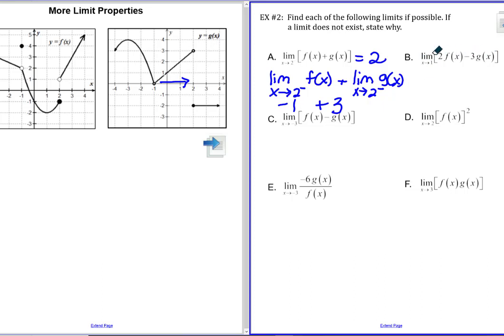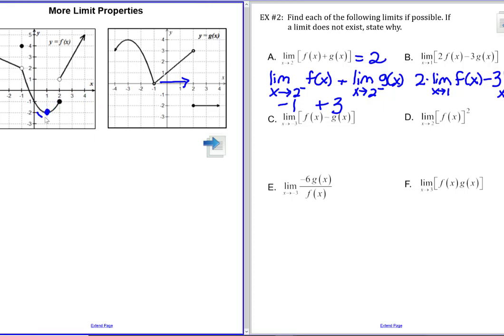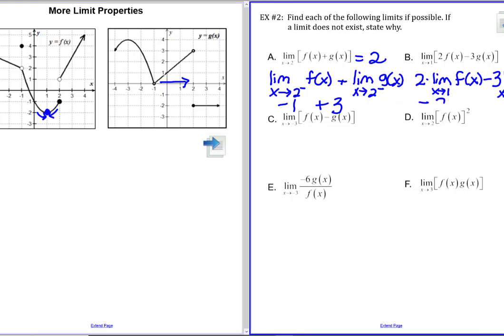In this case, we're going to use the properties and bring the constant out front. So 2 times the limit as x approaches 1. So we're looking at the general limit in this case. And then we're going to subtract 3 times the limit as x approaches 1 on our g of x graph. So 2 times the limit of f of x at 1. So the left limit and the right limit are both approaching -2 in that case.